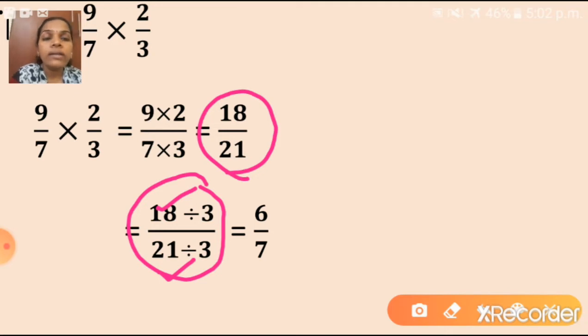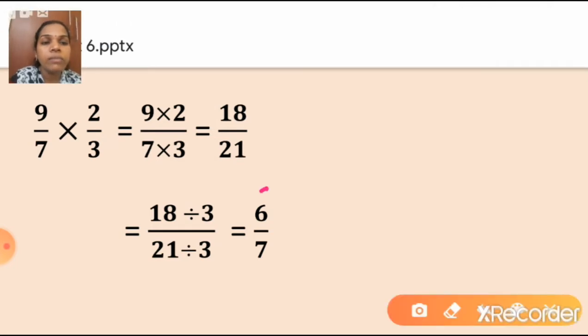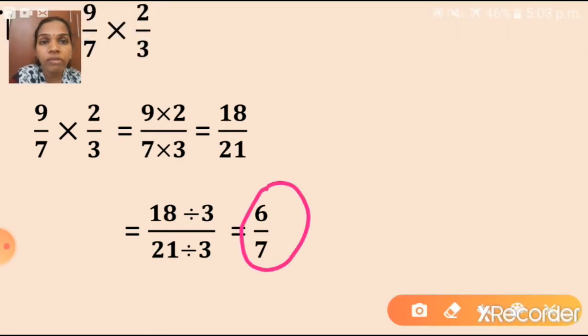Okay, so 18 divided by 3 upon 21 divided by 3 is equal to 6 upon 7. Hereafter we can't simplify because there is no common factor. So this is your final answer, that is 6 upon 7. Understood, children? So that multiplication is so easy.